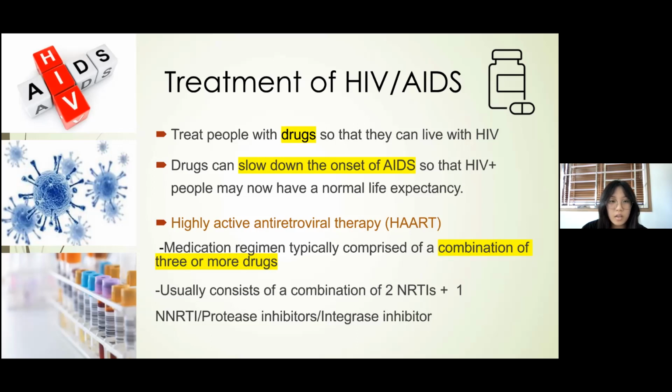drug classes. It usually consists of a combination of 2 nucleoside reverse transcriptase inhibitors, NRTIs, and 1 NNRTI, which is non-nucleoside reverse transcriptase inhibitors, or 1 protease inhibitors or integrase inhibitors.